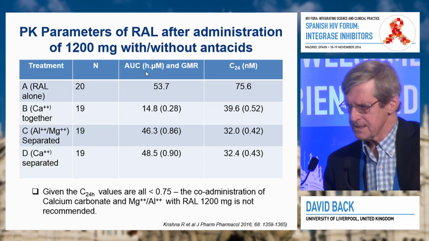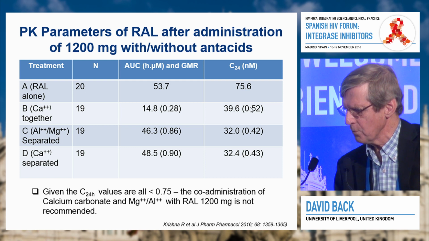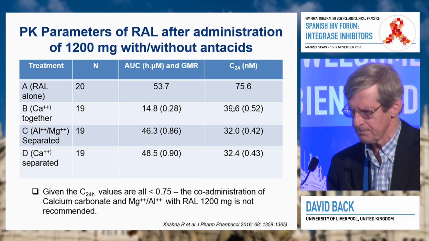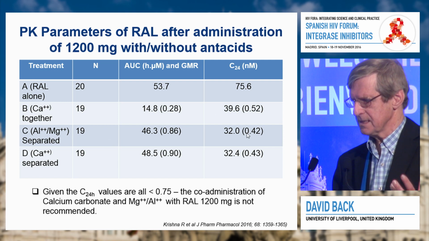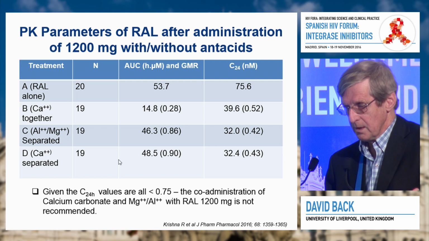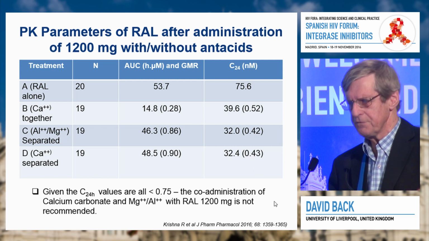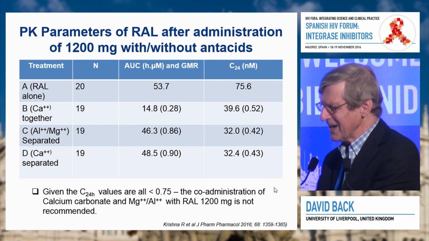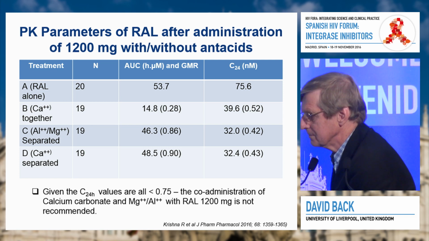Okay, this is the GMR of the trough. If you gave calcium together, it goes down by 48%. You get a GMR of 0.52. That's below 0.75. If you separate out aluminium magnesium, it goes down even more. And if you separate calcium for some reason, it goes down more than if you give it together. So all of those scenarios are less than the 0.75 that you want to be above.